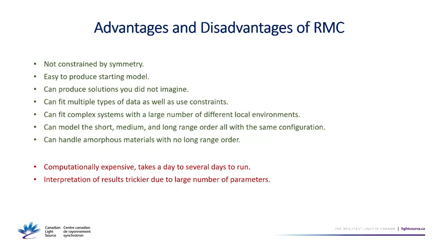And then, of course, while it's pretty easy to set up, the interpretation of the results is trickier with RMC because you then have 60,000 atomic coordinates that you need to somehow make sense out of.